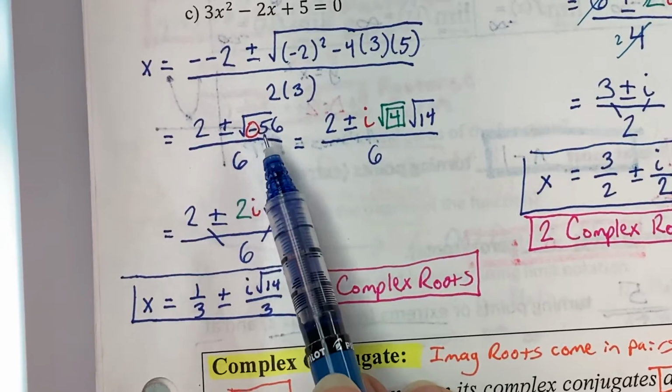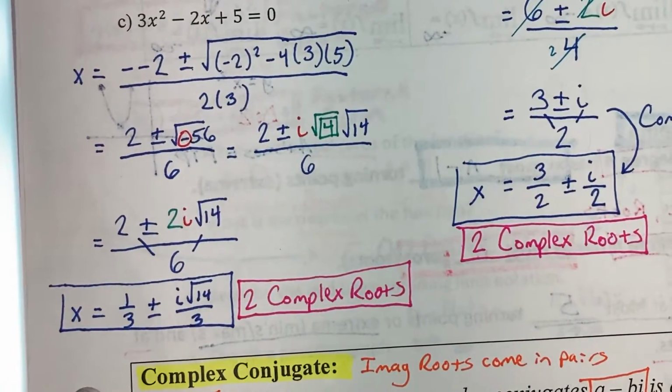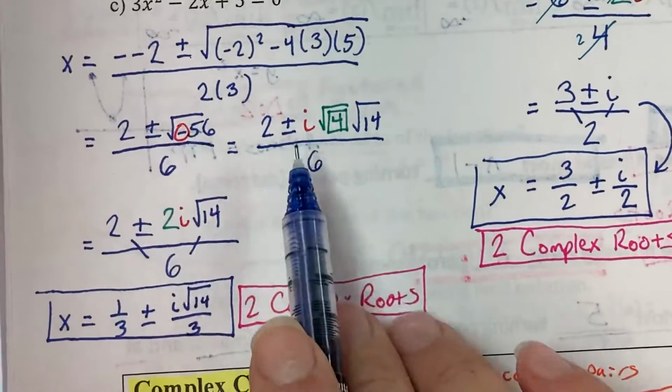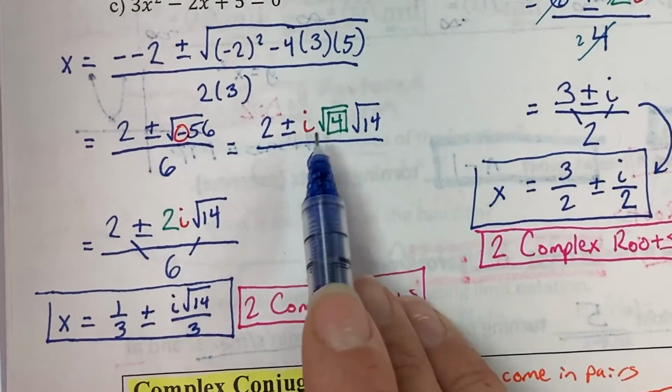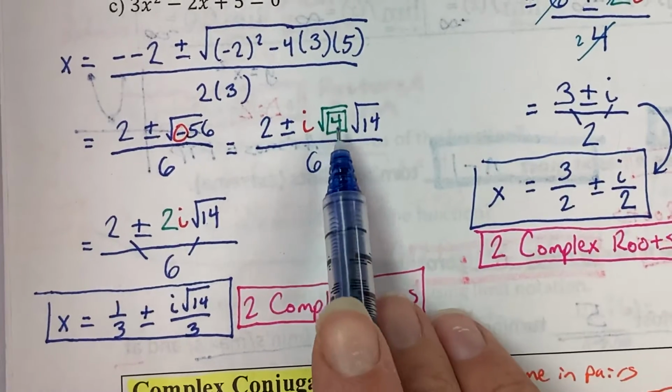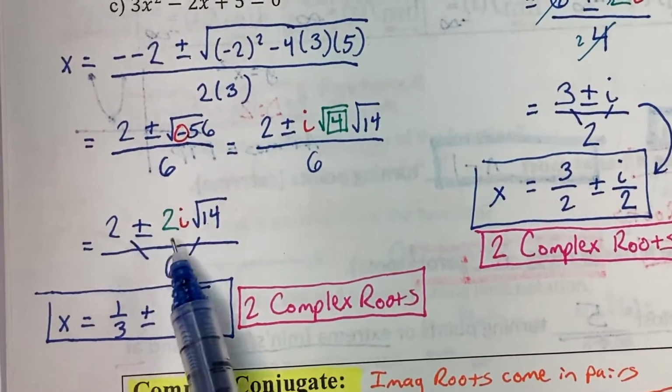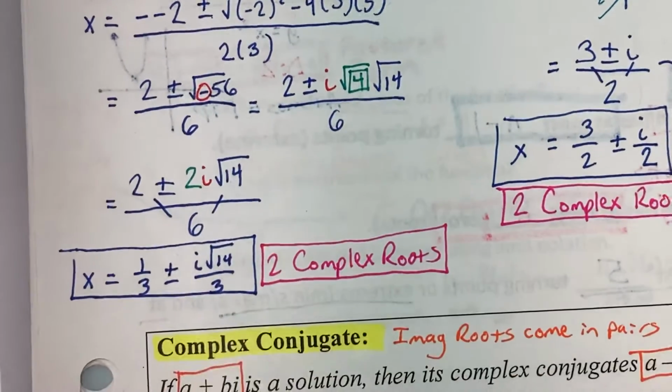My discriminant for this one is negative 56. Zoom in a little bit more. And then when we simplify that, the negative is going to come out as an i. The biggest perfect square we can take out of 56 is 4. That leaves me with 14 left over. So 2 plus or minus 2i, radical 14.